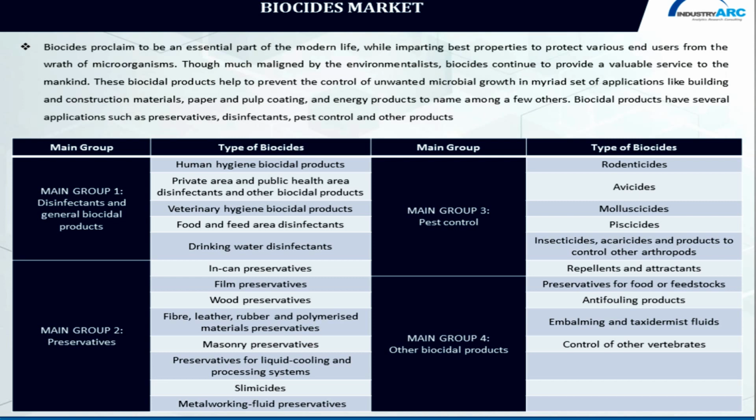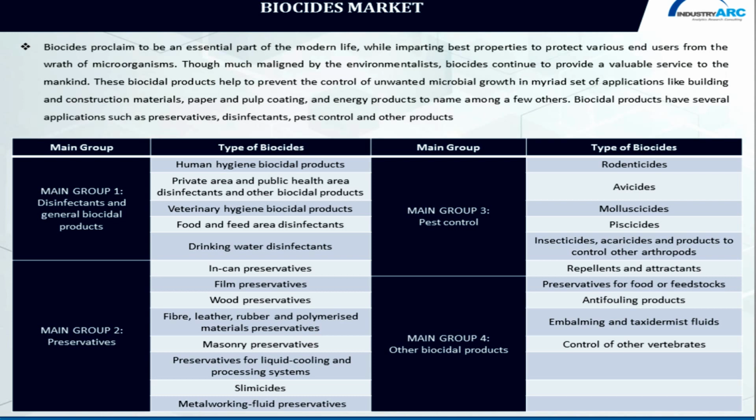These biocidal products help to control unwanted microbial growth in a myriad set of applications like building and construction, paper and pulp coating, wastewater treatment, and oilfield and energy products, to name a few. Biocidal products have several applications such as preservatives, disinfectants, pest control and other products. The table below describes the major groups and the types of biocides which are under them.